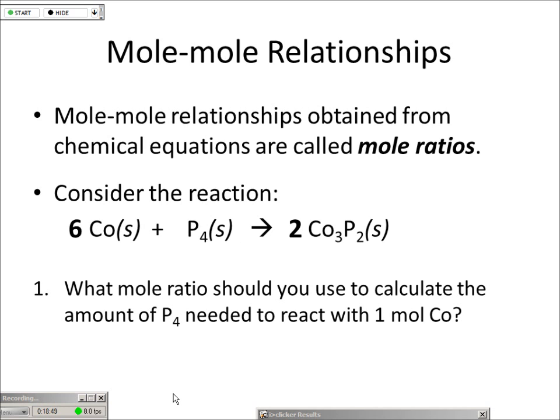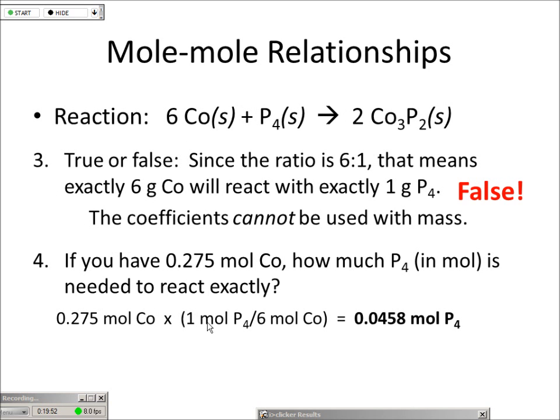Here's the interesting thing. We can start thinking about how much of each ingredient you need to add to produce an amount of a product, or of a, I guess, finished dish, to be good with the metaphor. So from this reaction, I can say that it takes 1 mole of P4 for every 6 moles of cobalt. So if I wanted to know exactly how much P4 it takes to react with 0.275 moles of cobalt, I would multiply it by this conversion factor.